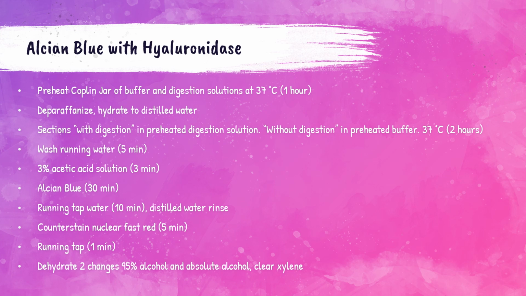After that 2-hour period, you want to wash with running water for 5 minutes, and then place them in 3% acetic acid solution for 3 minutes. Then it needs to be stained in the Alcian blue stain for 30 minutes. After the Alcian blue step, you want to have a 10-minute running tap water rinse, and then a distilled water rinse after that. And then you want to counterstain with nuclear fast red for 5 minutes, and then put the slides under running tap water for 1 minute. After that running tap water step, you want to dehydrate with 2 changes of 95% alcohol and absolute alcohol, and then clear it with xylene.